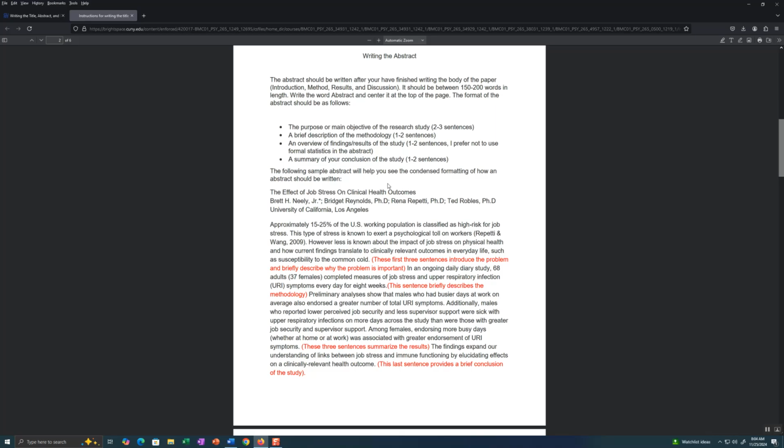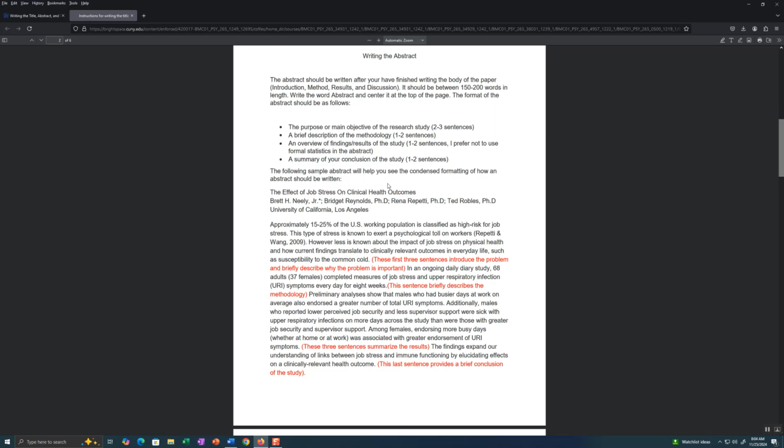So you want to do that for the study we did, for the survey. Preliminary analyses show that males who had busier days at work, on average, also endorsed a greater number of upper respiratory symptoms. Additionally, males who reported lower job security and less supervisor support were sick with upper respiratory infections on more days across the study than were those with greater job security and supervisor support.